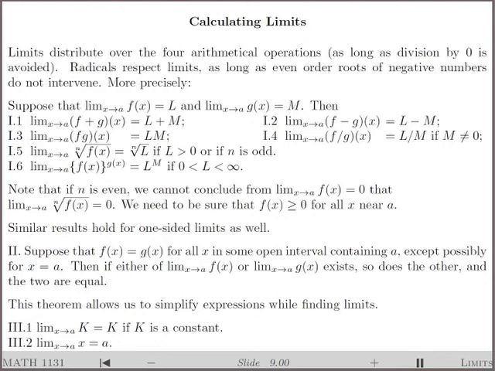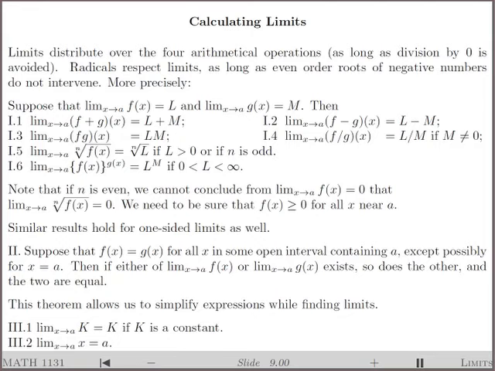So to be specific, for example, if I have two functions f and g, and as x approaches a, f approaches L, and g approaches m, then f plus g approaches L plus m. F minus g approaches L minus m, and f times g approaches L times m. With division or fractions, we need to be sure the denominator is not 0. So if f approaches L, g approaches m, and m is not 0, then f over g approaches L over m.